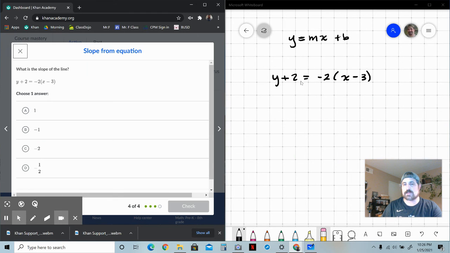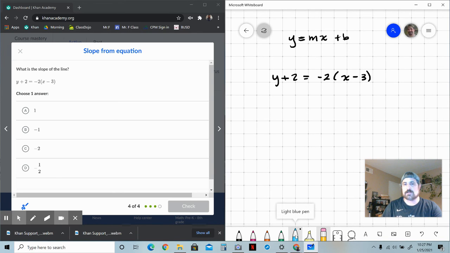All right, so this time I skipped ahead a little bit. So this next problem is y plus 2 is equal to negative 2 times the quantity of x minus 3. All we want to do here is solve for y again. So the easiest way to do that is to literally just distribute the negative 2 through the parentheses. So that's going to be y plus 2 is equal to negative 2x plus 6, because negative 2 times x is negative 2x, and negative 2 times negative 3 is positive 6.